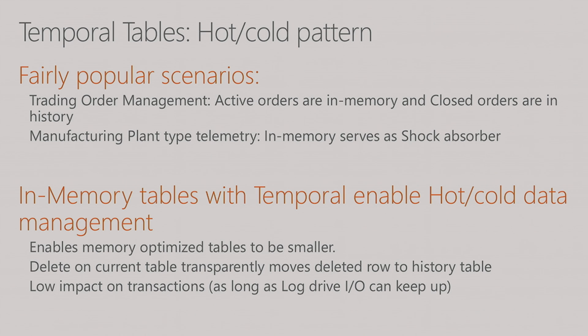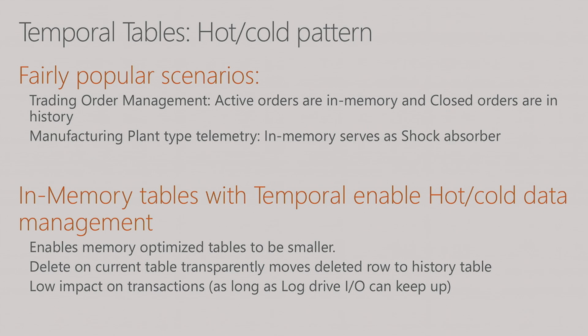Or in some cases, this hot-cold pattern has been fairly popular in both telemetry type instances as well as order management from a trading perspective, where active orders are in your current table and then closed orders move to your history table. Similarly, in telemetry, the current table is there for the insert activity, but then you can have batch deletes. A delete from the current table moves the previous version of the row to the history table. So the data is there. This enables the memory optimized table to be smaller.